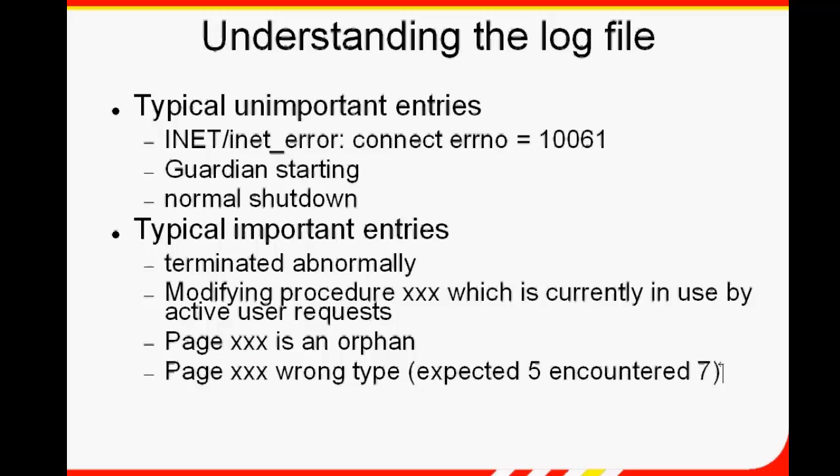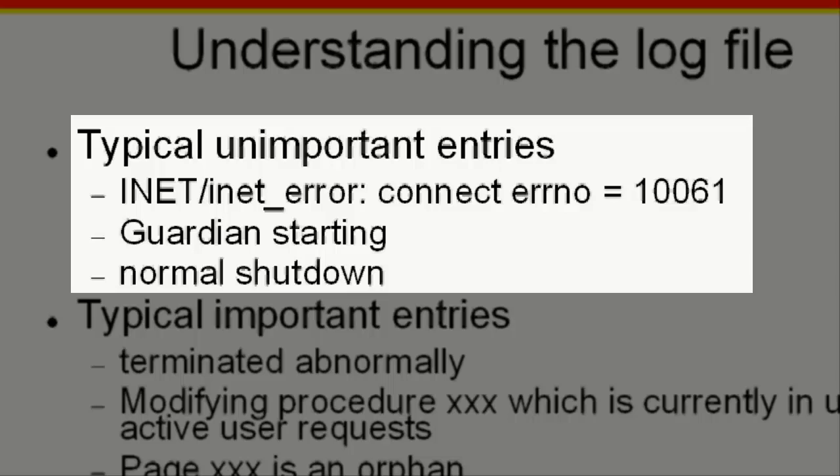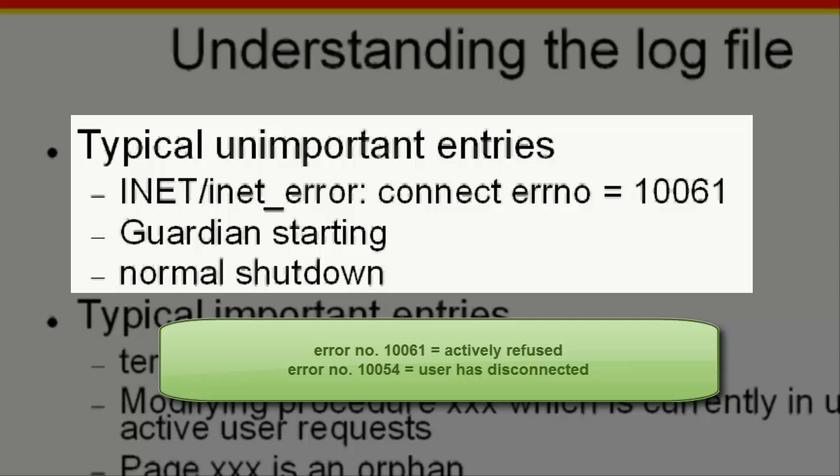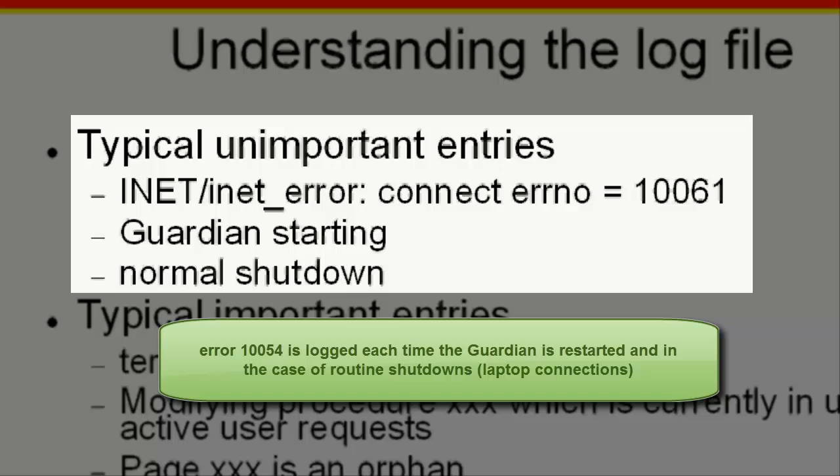There are a few typical and important entries, such as error number 10061. These are basically protocols at TCP/IP level. For example, 10061 means actively refused, 10054 means a user has disconnected, or the Guardian restarting. If you use the Guardian, the log notes every time it's started. And of course, a routine shutdown. You'll see this a lot with laptop applications and it isn't really important.